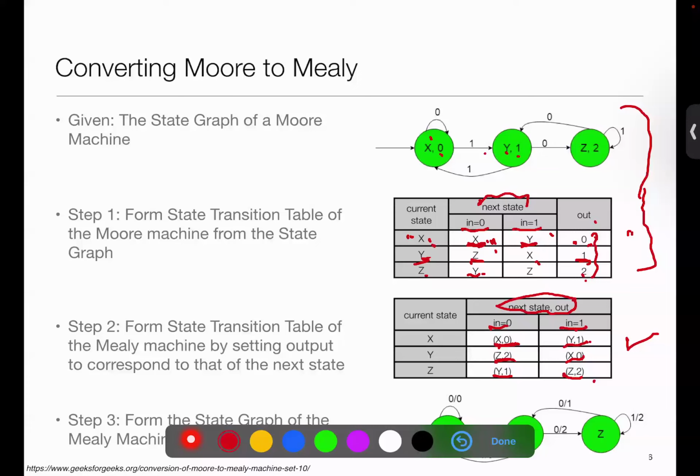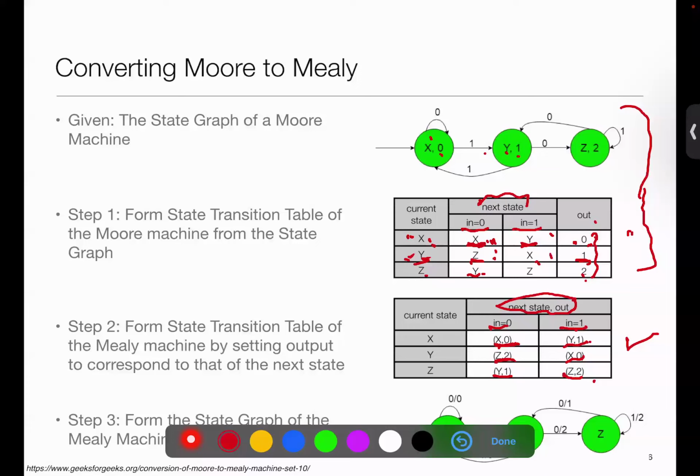So what is happening is, in the case of Moore, after the clock tick, let's say I was currently in state Y, depending upon the input, I would go either to state Z or state X. And when I go to state Z or X, what would the output be?